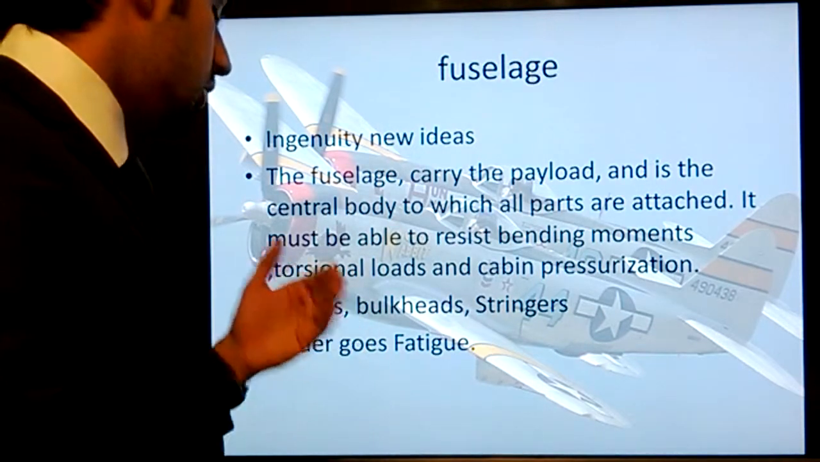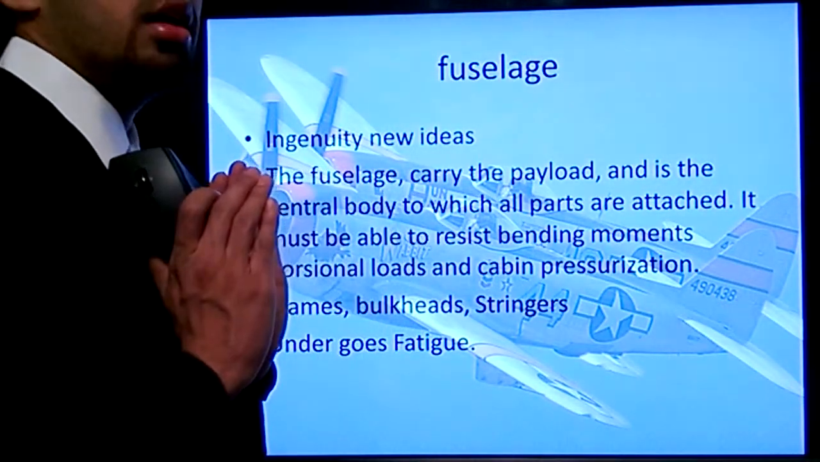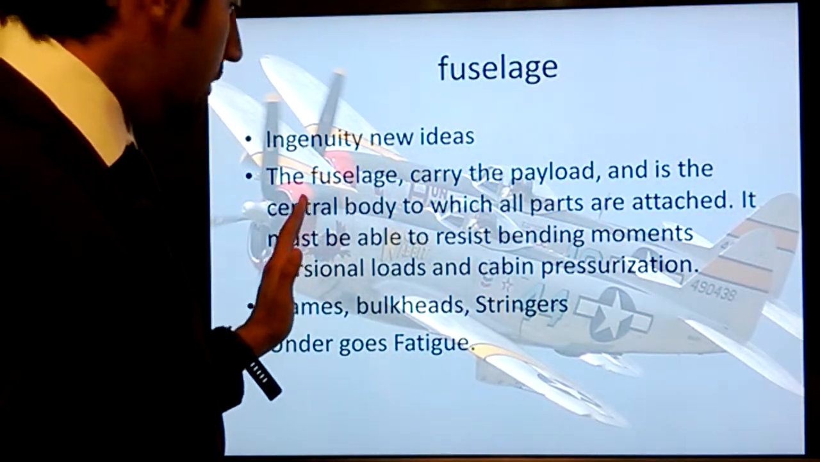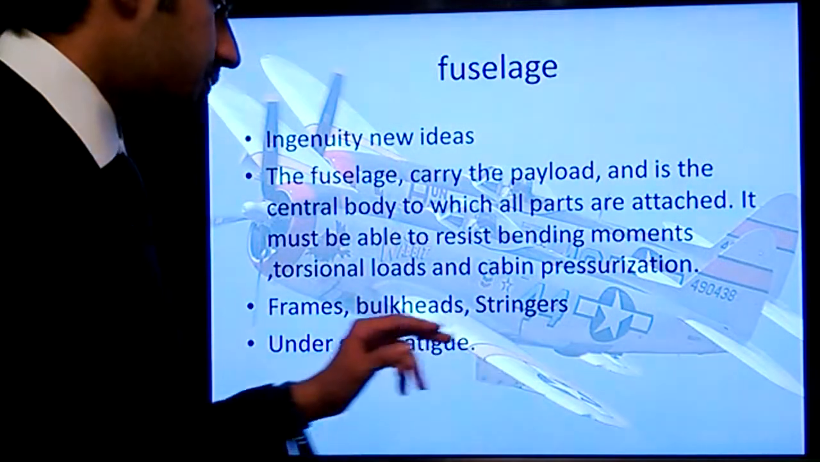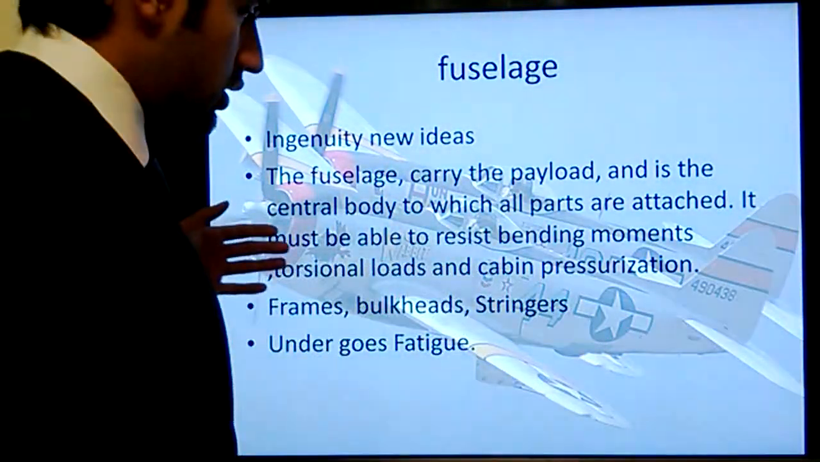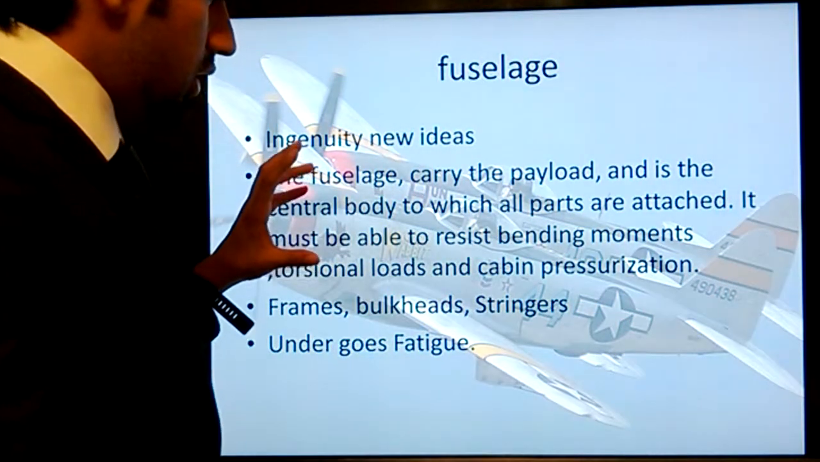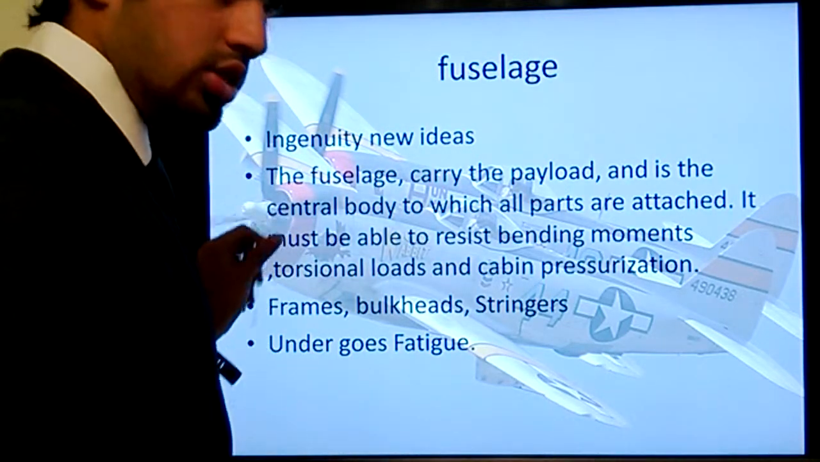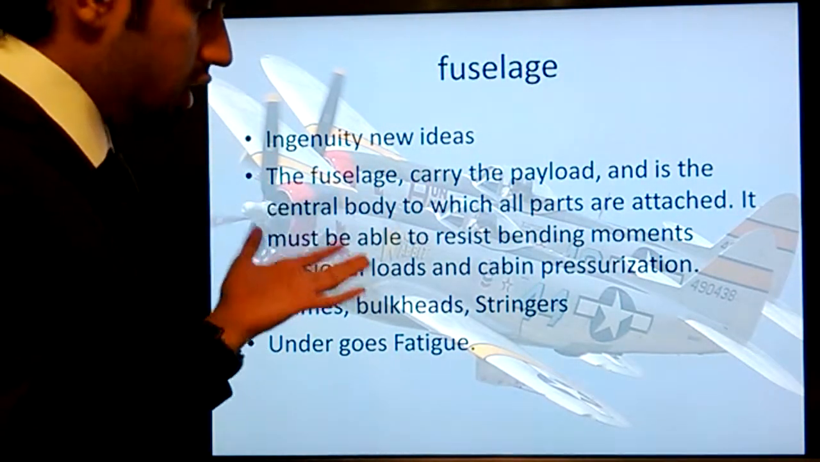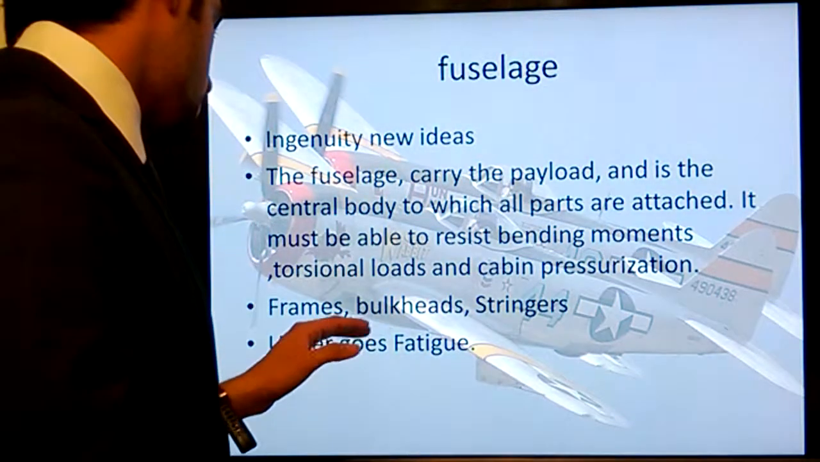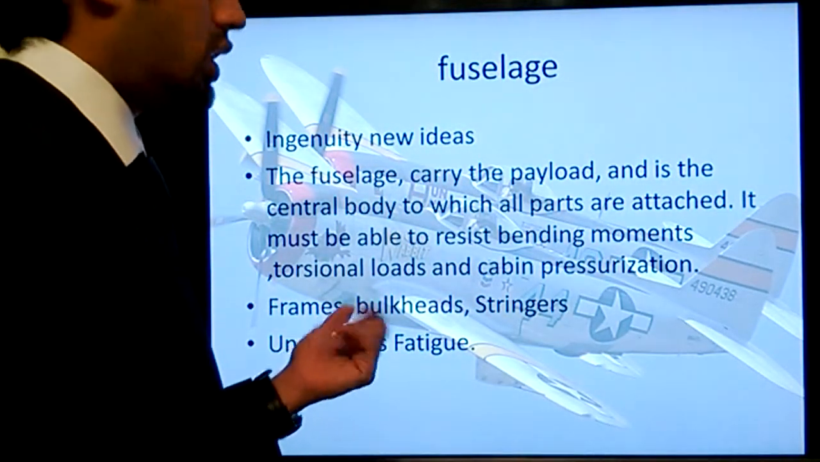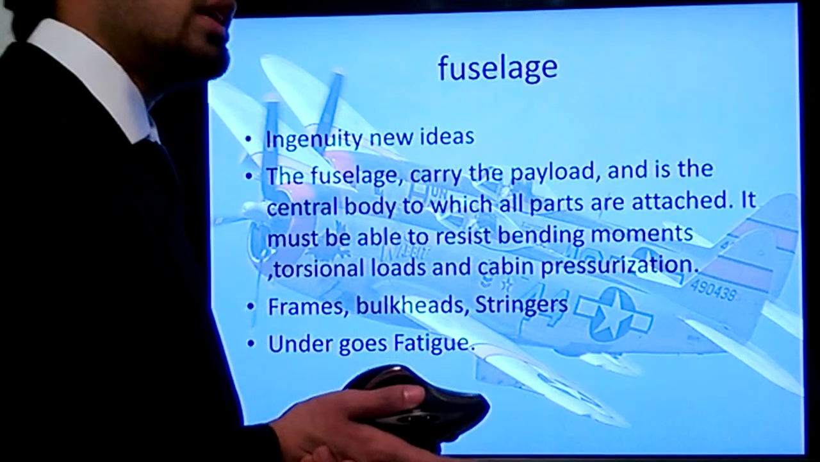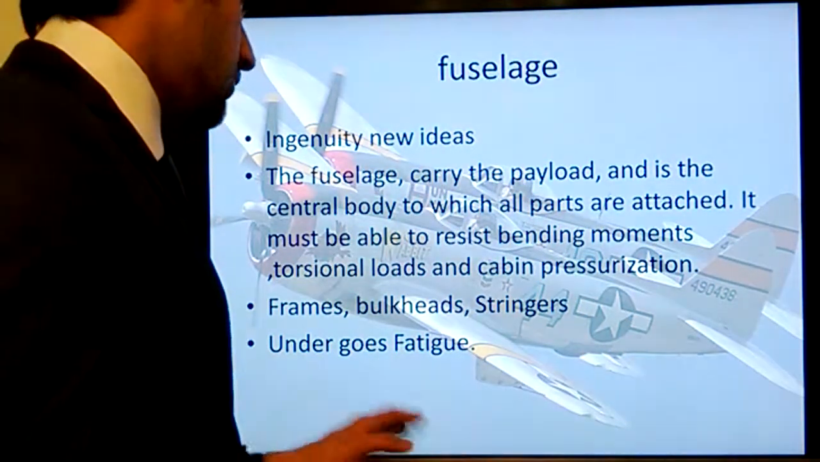It is made up of a series of frames which give it a cross-sectional area. Bulkheads are closed frames here in the front and the back, and stringers run along the frame to give strength to the frame, and the skin is attached and bolted to the stringers and the frame. Again, it is a semi-monocoque structure, so the load is divided between them. The fuselage goes through fatigue, which is cyclic loading, depending on the intensity and magnitude of the load and the frequency of the load.